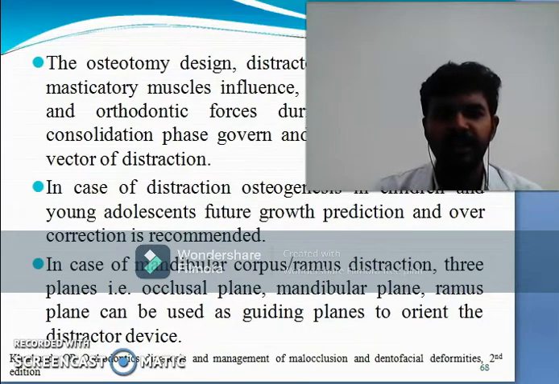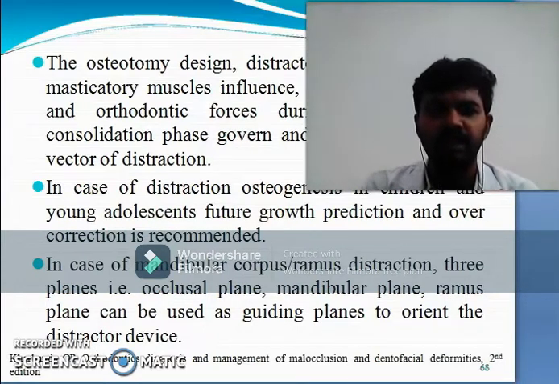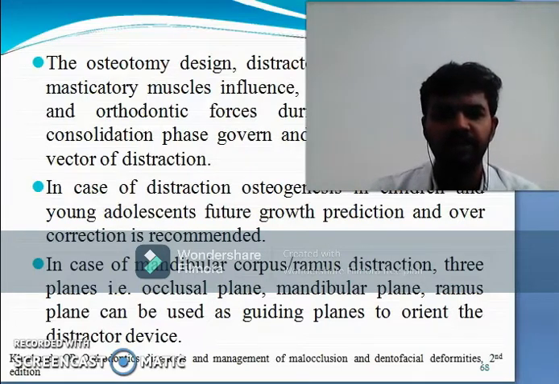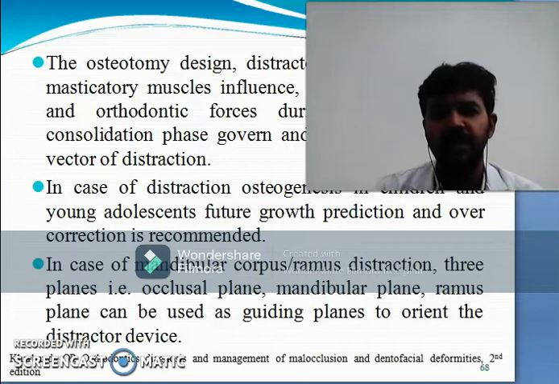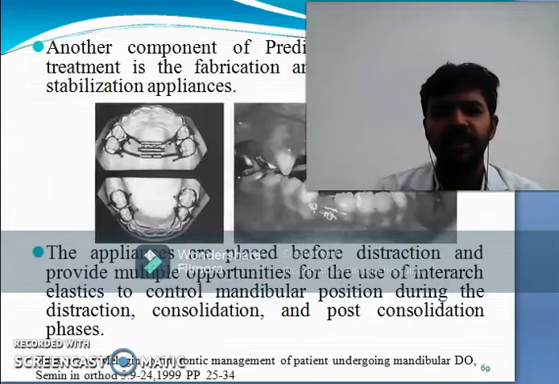The osteotomy design, the distraction device orientation, masticatory muscle influences, occlusal interferences, orthodontic forces during distraction, and consolidation govern and affect the choice of the vector of distraction. In cases of distraction osteogenesis in children and younger adolescents, future growth prediction or overcorrection is recommended. In mandibular corpus distraction or ramus distraction, the 3 planes, occlusal plane, mandibular plane and the ramus plane, can be used as guiding planes to orient the distractor device.